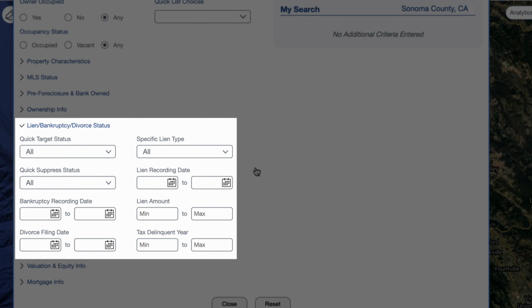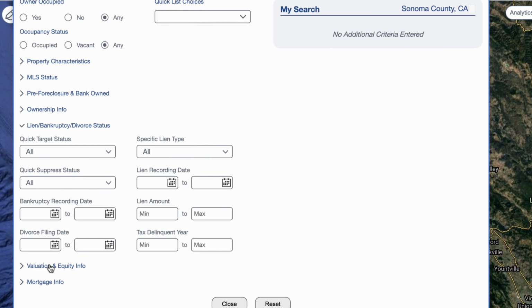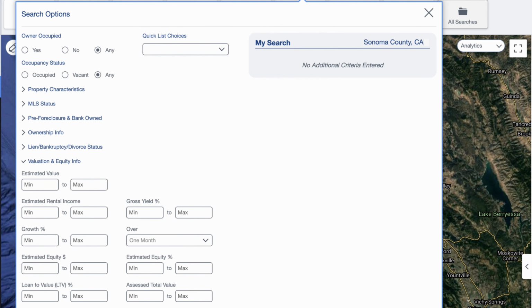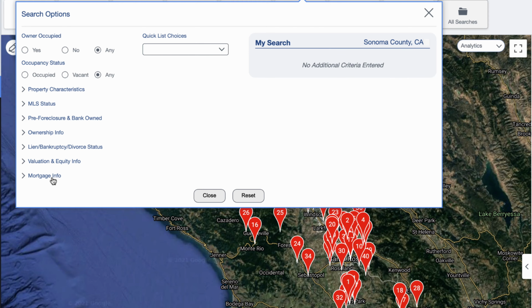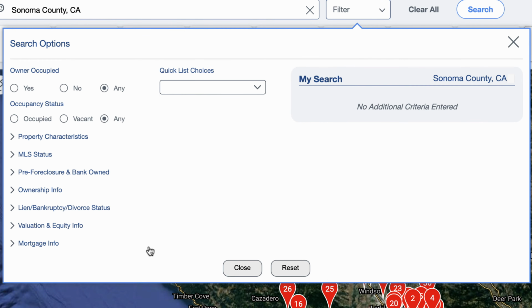So you could also specify people who happen to be in one of those situations, which can cause some financial distress and reason for motivation to sell. And then valuation, equity information, and then mortgage info. So those are all the inputs you can select. And just right there, there is basically an infinite number of different ways that you can filter your lists. And if you know exactly who you're trying to target and what situation those people are in, you can get really creative in who you reach out to and try to put together a deal with.